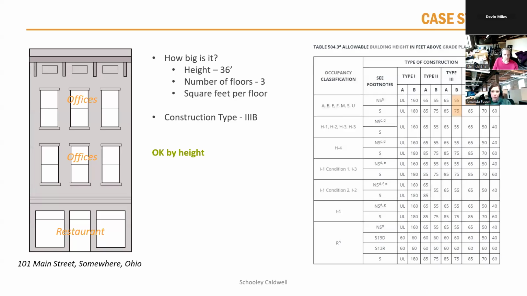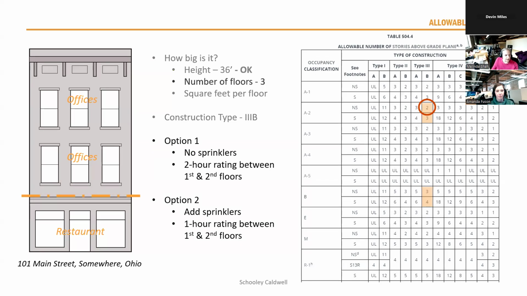So going back to our 101 Main Street building in Somewhere, Ohio, that we saw quite a few times yesterday, which is your typical 3-story Main Street building downtown. If we assume it is 36 feet tall, it has 3 floors. It's construction type 3B, which, as Amanda mentioned yesterday, is considered ordinary construction. It is okay height-wise, so it falls right in here, no problem, and doesn't necessarily have to have sprinklers. But it does need a 2-hour rating between the first and second floor.